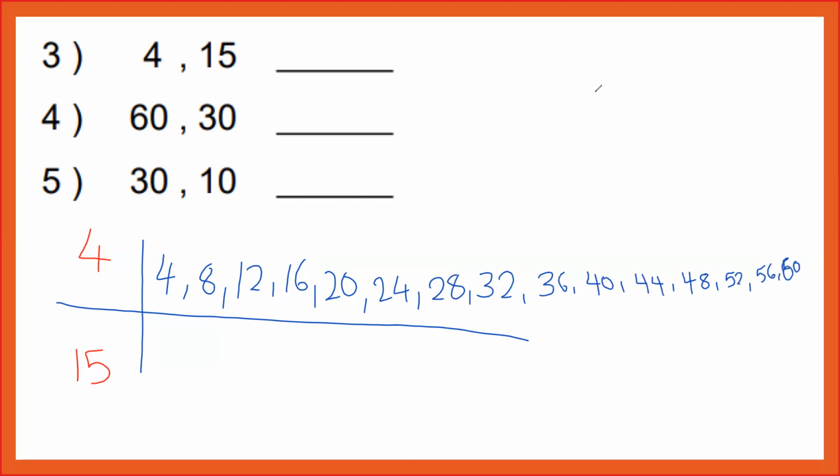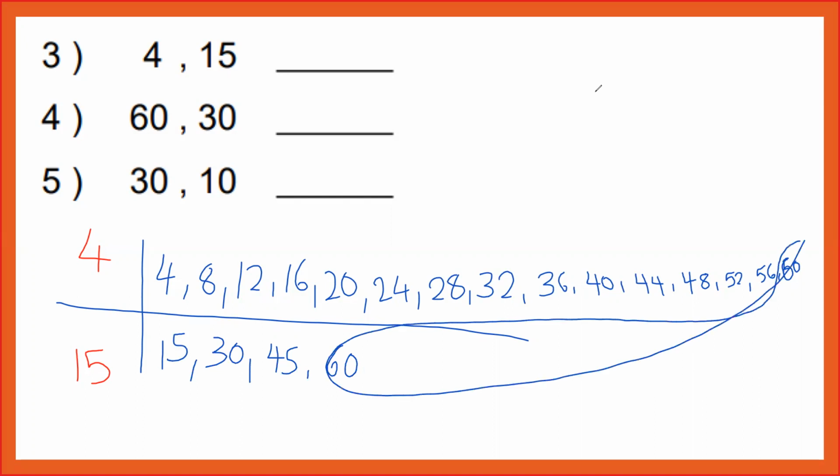Okay. Now for 15: 15, 30, 45, and 60. Do we have a least common multiple here? Yes, this is 60. Bravo. So what is the least common multiple here? 60. Thank you so much, Jumana. Is it clear? Do you have any question?